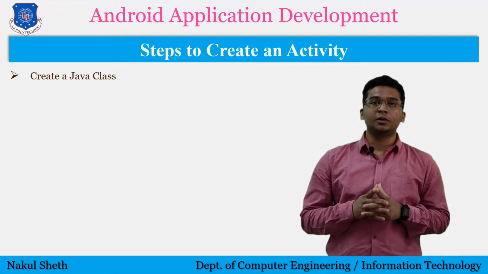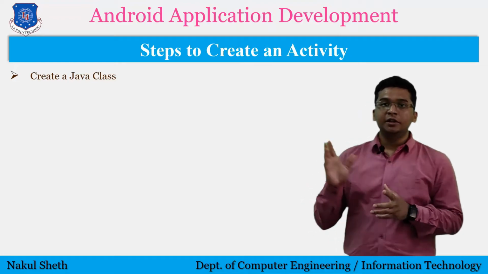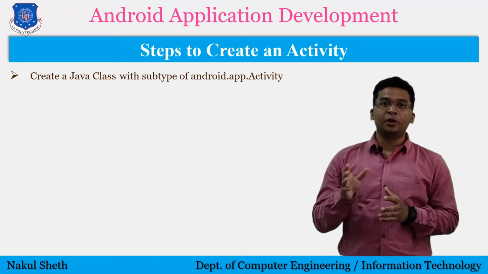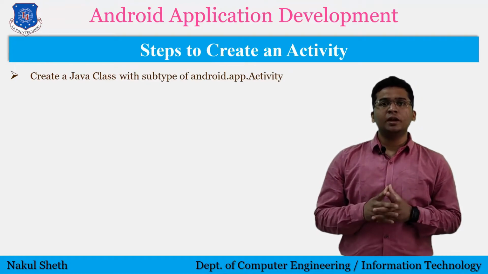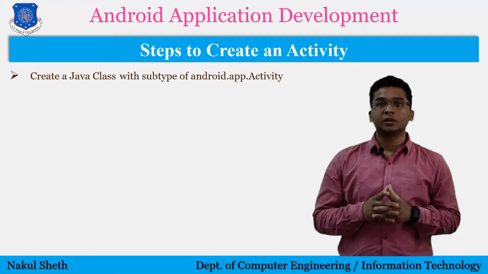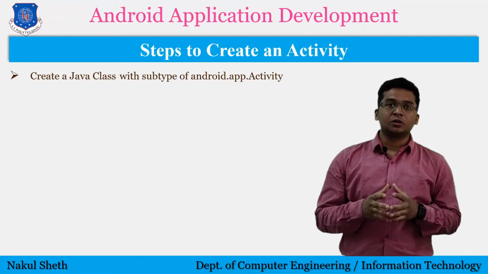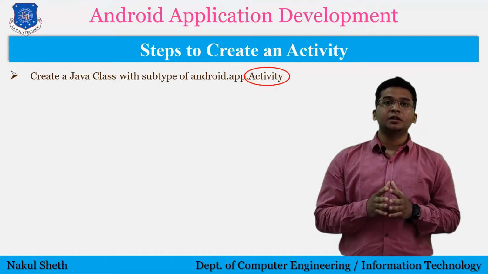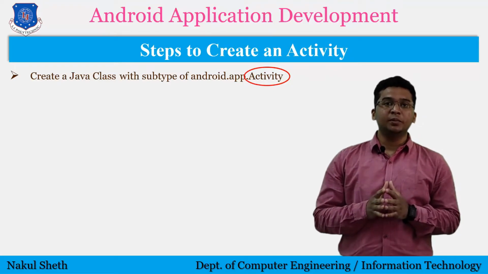So, the first step to create an activity is to create a Java class, and this Java class must be a subclass of android.app.Activity. Now, the question is how to make our Java class a subclass of android.app.Activity. So, to inherit properties of the Activity class into our Java class, we need to extend this Activity class. So, let us take an example here.